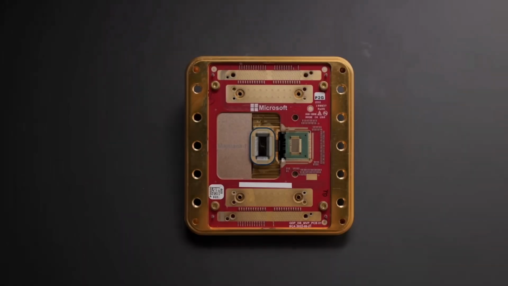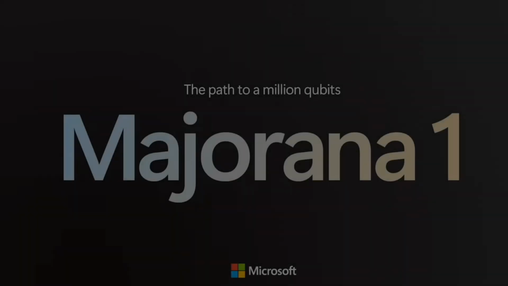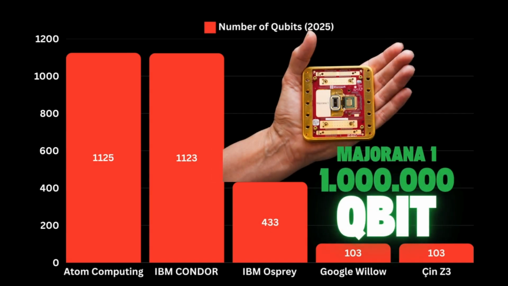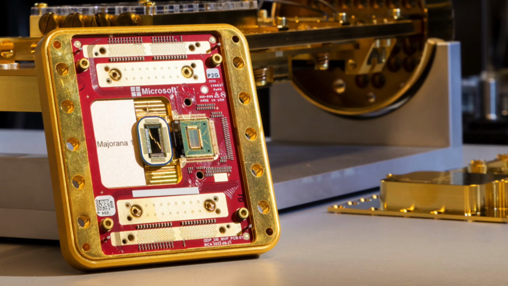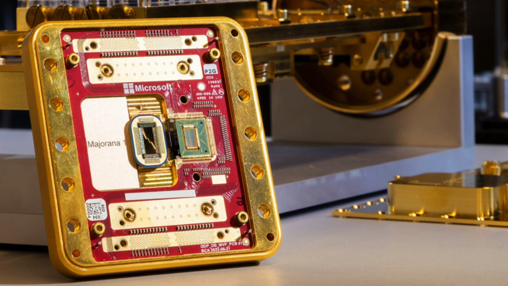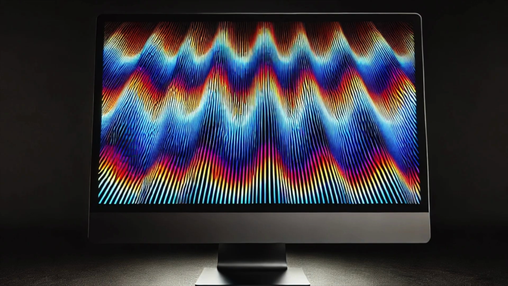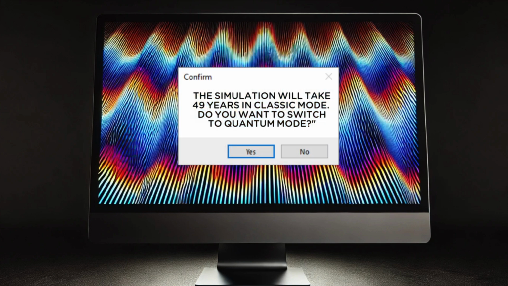Microsoft has unveiled the Majorana 1 quantum chip, a groundbreaking device the size of a palm with an astonishing 1 million qubits. This announcement was so extraordinary that we felt the need to verify it by reviewing a scientific paper published in February 2025. Imagine waking up one morning and seeing this message on your screen.